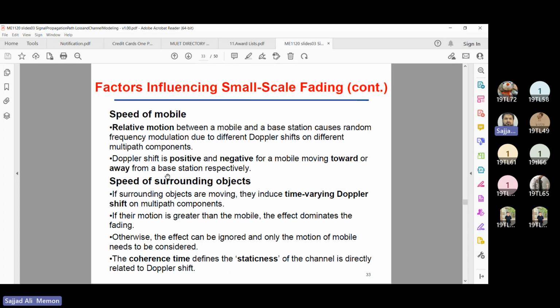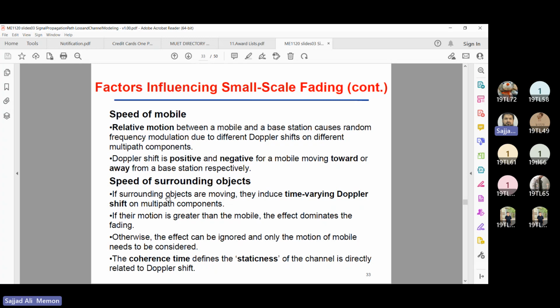So the mobile is moving either towards the base station or away from it. Based on its movement, if it is moving towards, its frequency will shift higher than the central frequency. If it is moving away, then its frequency will shift lower than the central frequency, at a relative speed.